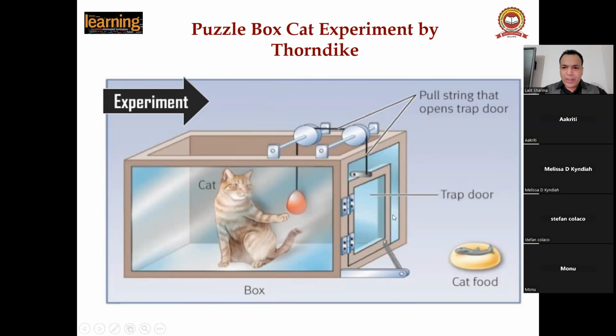What happened? You can see that there is one door to come out from the cage, from the puzzle box. So what did Thorndike do? First I tell you about the experiment. Thorndike put a hungry cat into the puzzle box.